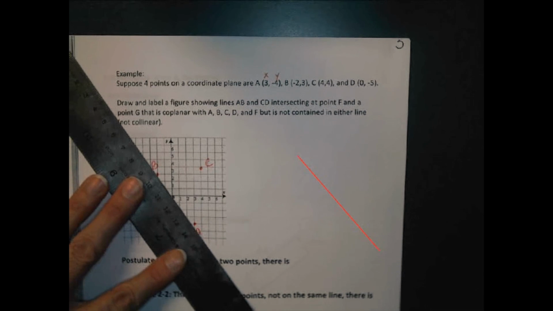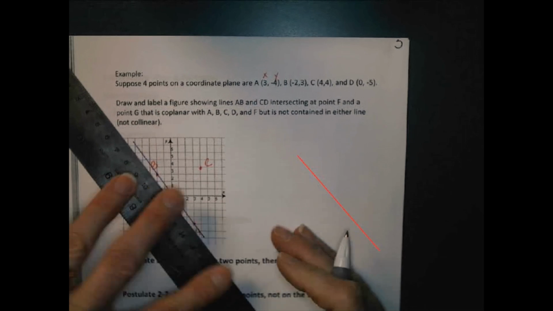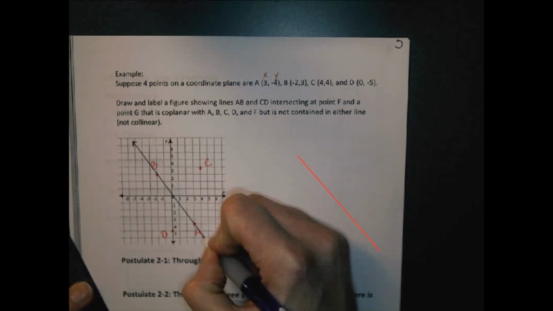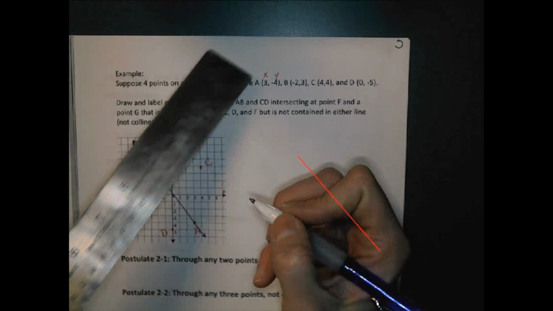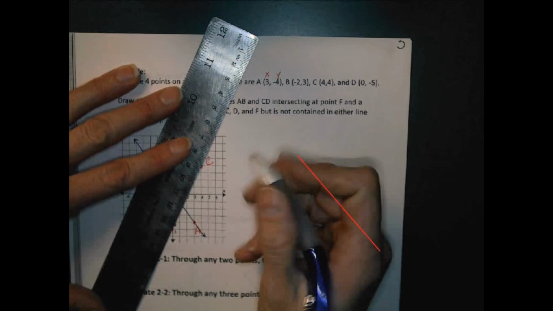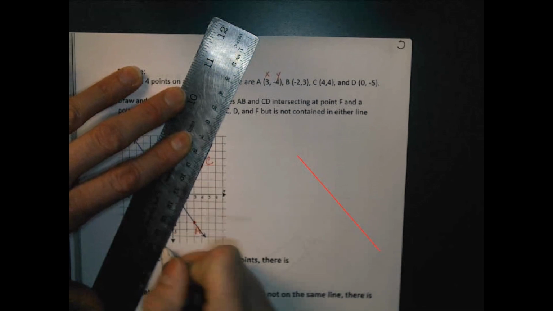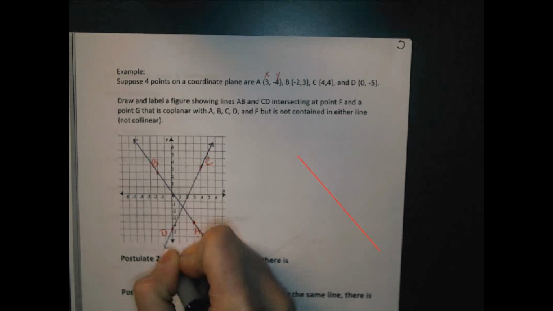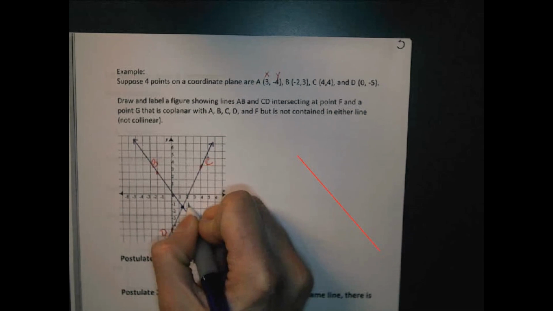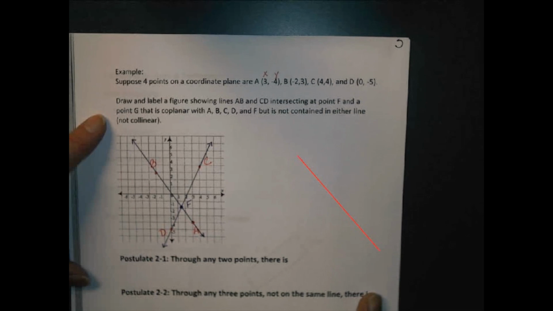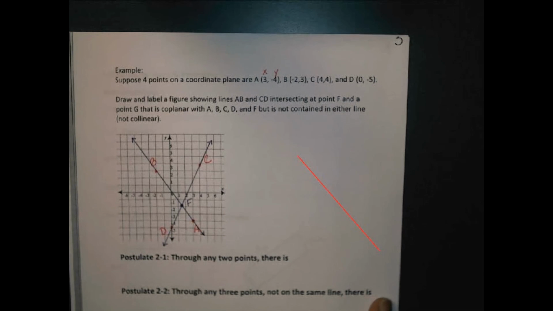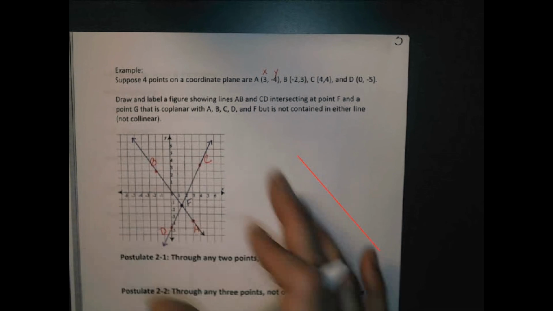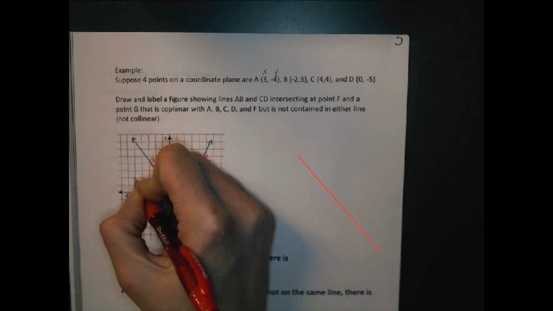To get line AB, I'm going to connect the 2 points A and B. Remember that lines always have an arrow on both ends to indicate that they actually go on in infinity in both directions. So now I have my 2 lines, and I'm going to find the point where they intersect and name that point F. Also, plot a point G that is coplanar with A, B, C, D, and F, but is not contained in either line. Therefore, it's not collinear either. That point can be anywhere in the plane as long as it's not on one of the lines.